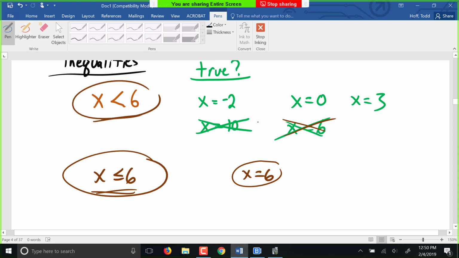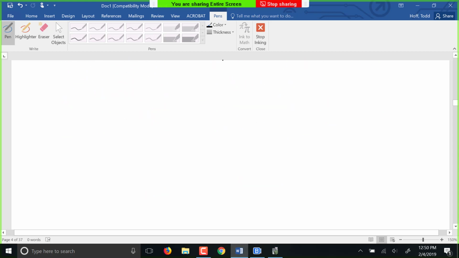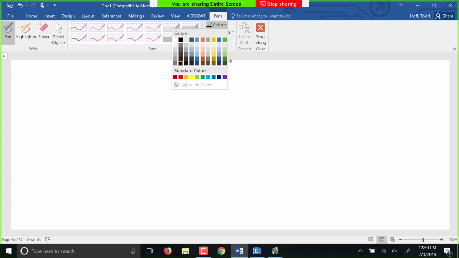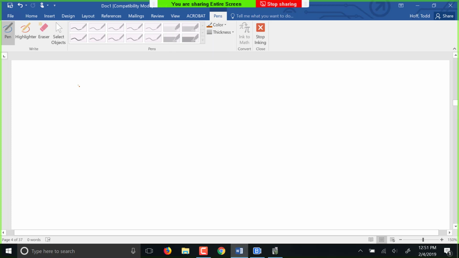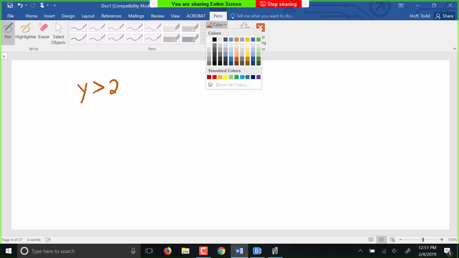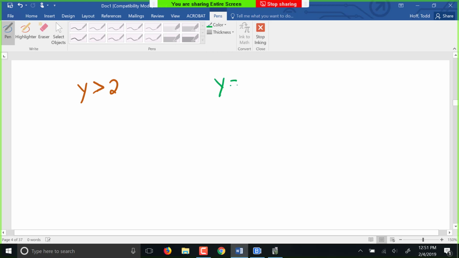And of course, we go the other direction. We might have x, y, whatever variable we're using, is greater than 2. So there, if y is equal to 3, is that true? How about y is equal to negative 1?